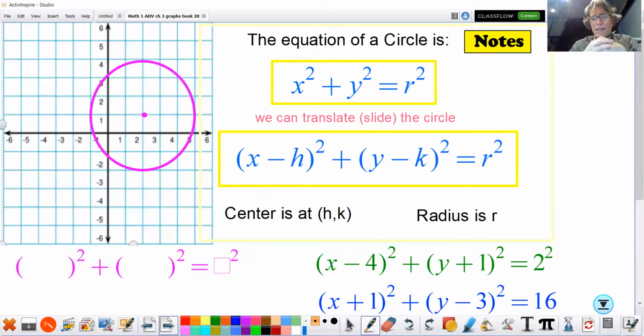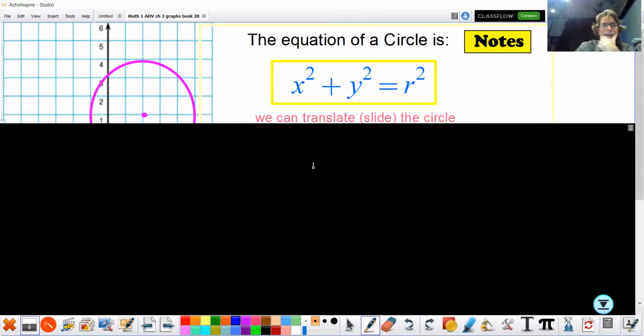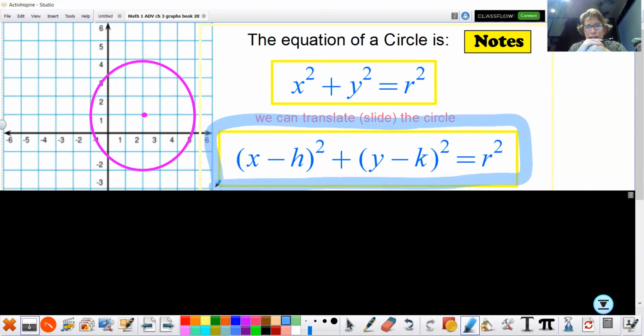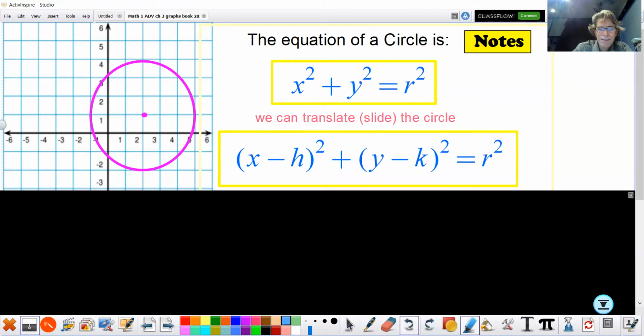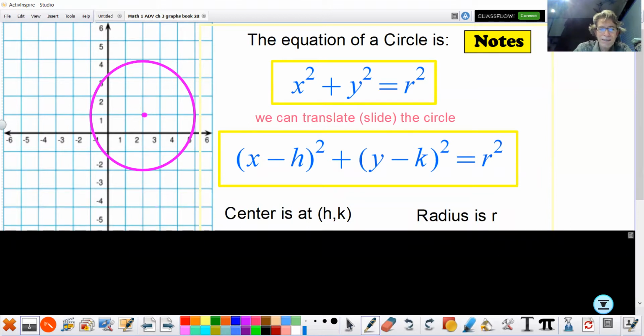Okay, so here's the rule if you're not at the center. Up here, we've got our regular rule, x squared plus y squared is r squared. But if you move the center, or as we say, remember, translate, if you slide it over, this is the new equation, this big guy. Now, it looks a little complicated, but it's not. You don't have to solve it. All it says is h and k. The center is h and k, whatever the center is. Now, this is going to be much easier than it looks.